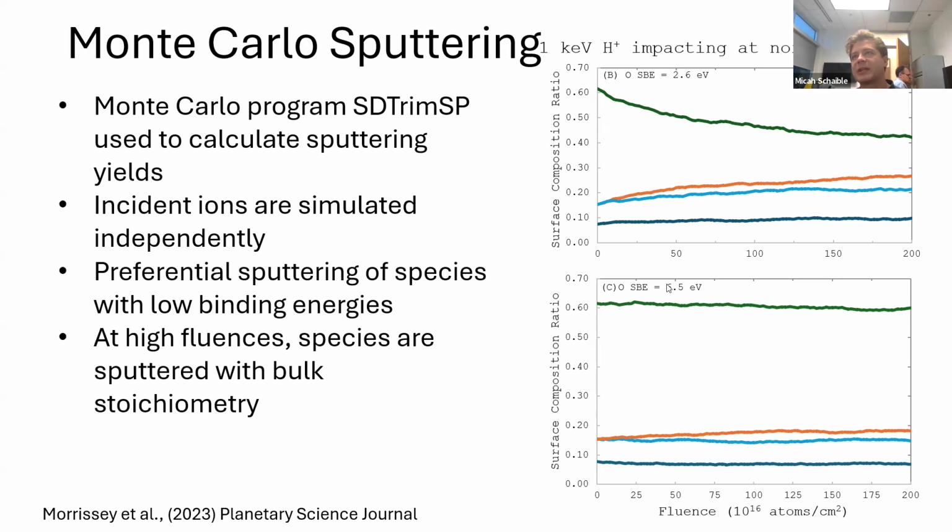However, if we assume a slightly higher oxygen surface binding energy, and this is more similar to what people are finding is appropriate for mineral species, there is not that much preferential sputtering. There's a little bit of a decrease in the amount of oxygen on the surface, slight changes in the relative abundances of the silicon and the aluminum, but more or less at these higher binding energies, there's not this really strong evidence for preferential sputtering of species from these Monte Carlo simulations.